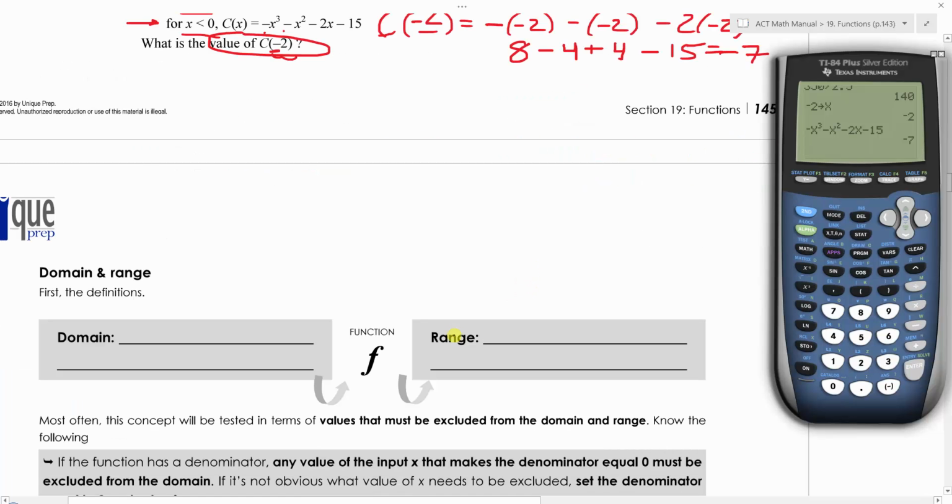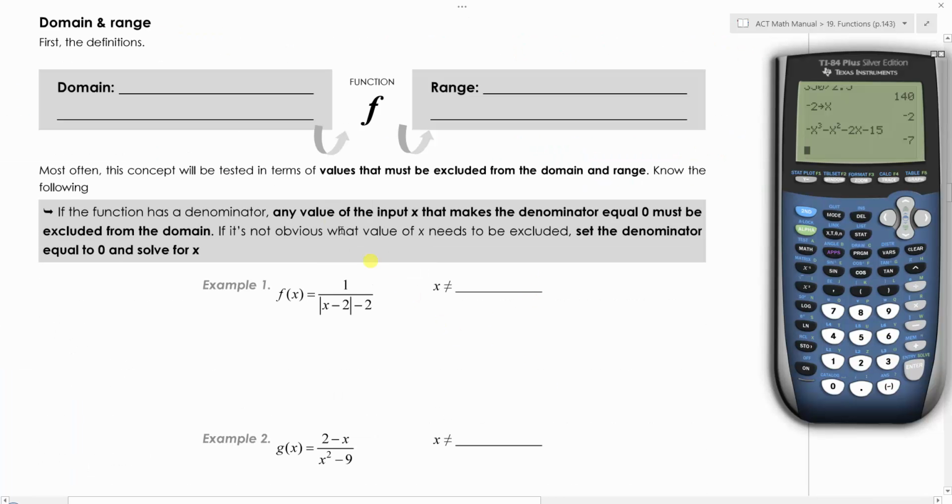Now, domain and range. Next page, page 146, domain and range. So first of all, let's talk about the definitions. The domain, you can think of the domain as your x values or all allowable inputs to a function. Again, also your x values.